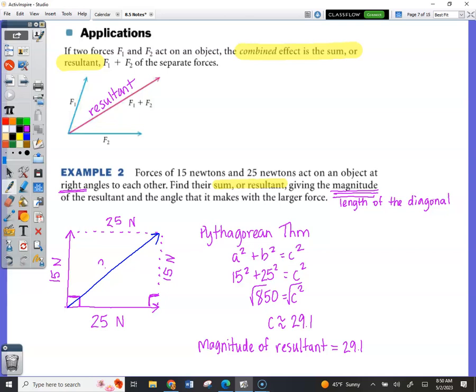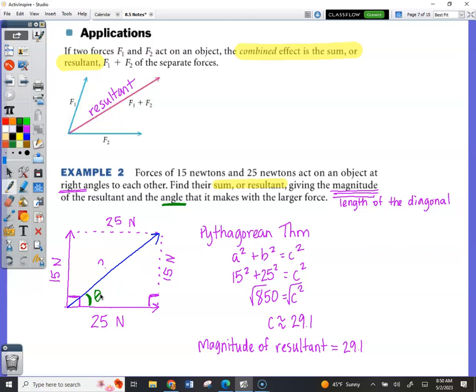Now, it also says, and the angle that it makes with the larger force. Now, this is where your picture comes in handy. And it does not matter how you labeled your picture. What matters is, can you find the larger force? So, this means find the angle between the resultant and the larger force. I'm going to change colors to make it stand out. Here's the resultant in blue. My larger force would be the side that has the larger number. So they're talking about right here. I'm going to put a theta. That's what they're asking us to find.